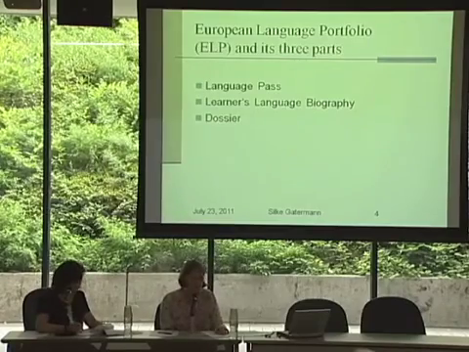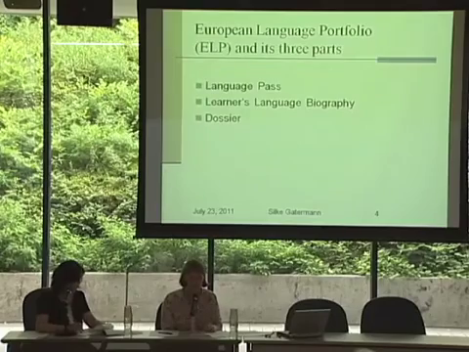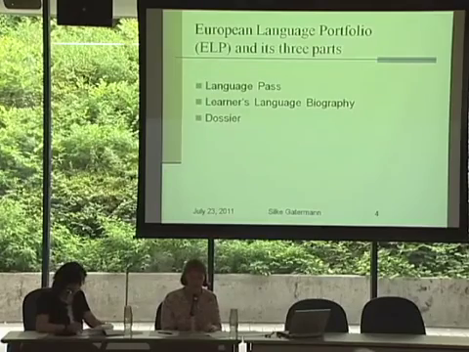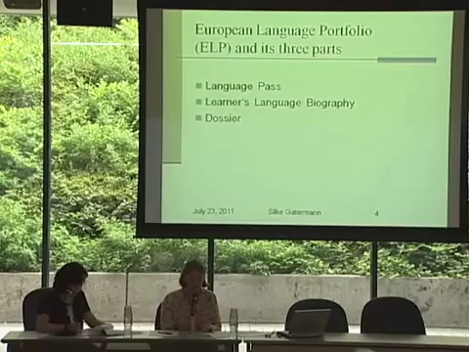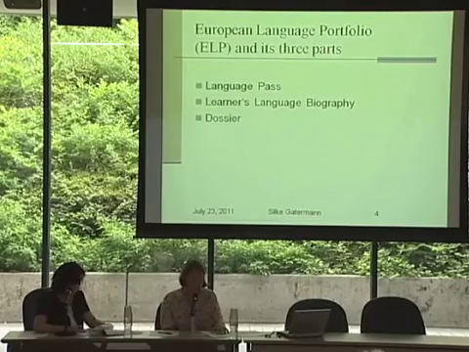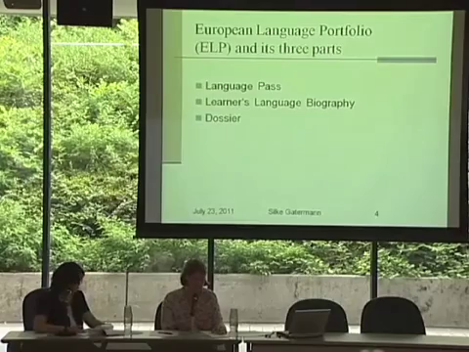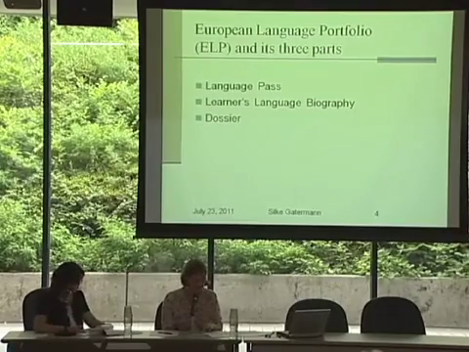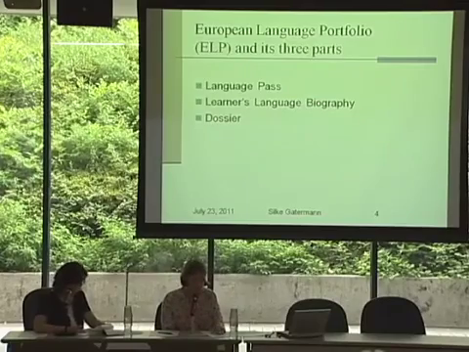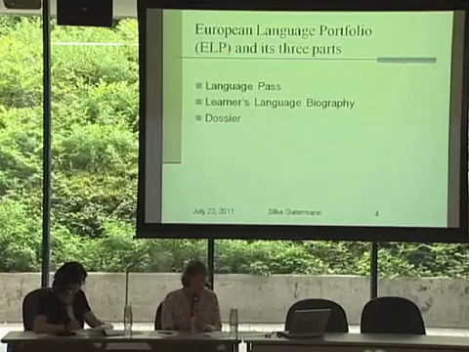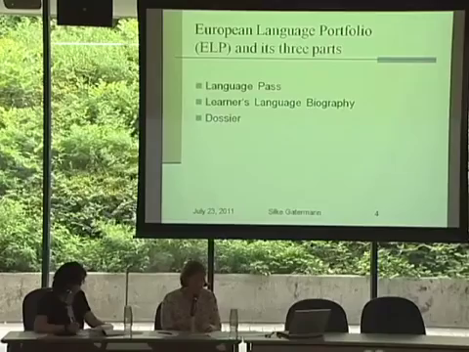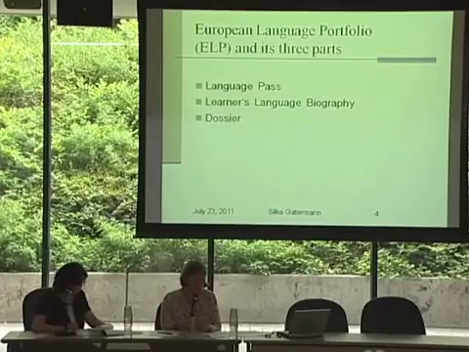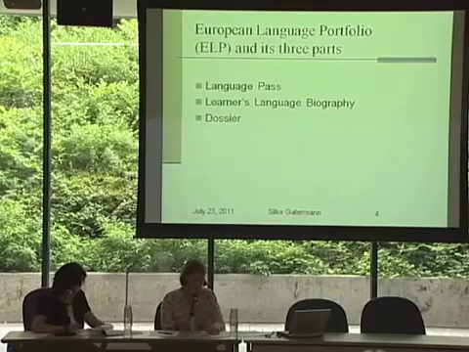Then the states, following redrafting their first drafts, realized that teachers at school level needed more help. And that's when the portfolio came into use in a much bigger importance. The portfolio version used in many, but not all schools, for example in Hamburg, was the first German portfolio to be accredited by the COE in 2001.